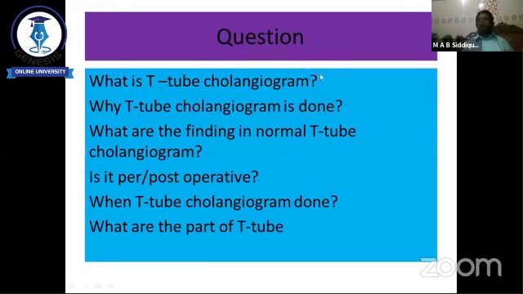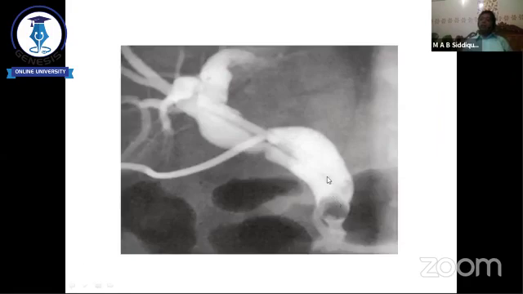So what is a T-tube cholangiogram? Actually it is nothing but a contrast X-ray. Contrast is introduced through the T-tube to see the whole biliary tree. That is called a T-tube cholangiogram. It is done to see whether any negative shadow is present or not. If there is no negative shadow, that indicates no retained or missed stone, and we can remove this T-tube easily. But if there is a missed or retained stone, we need further intervention to remove it.